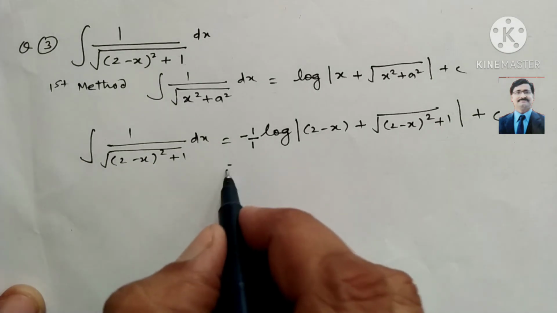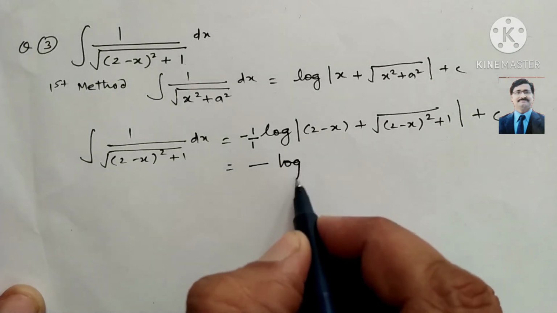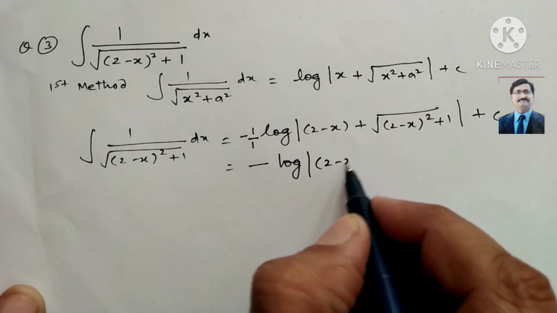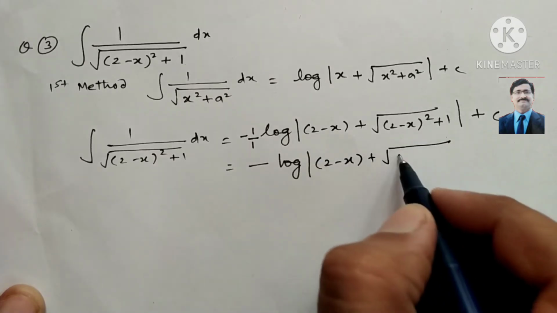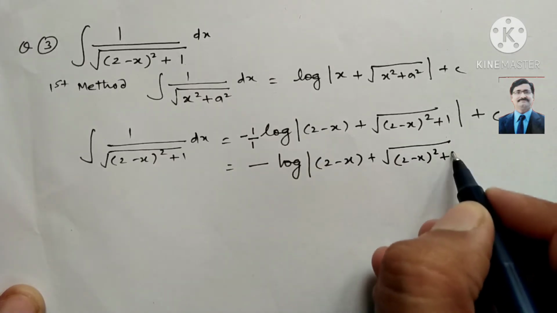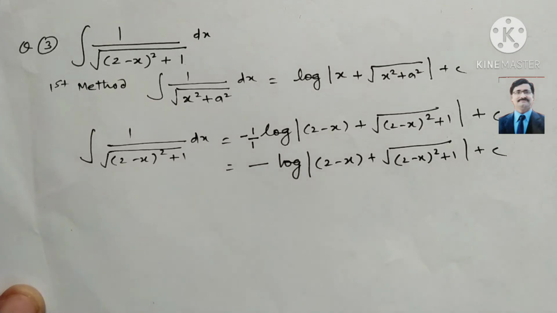All of you understand? So we get here minus log of (2 minus x plus root of (2 minus x) whole square plus 1) plus c. All of you understand this?